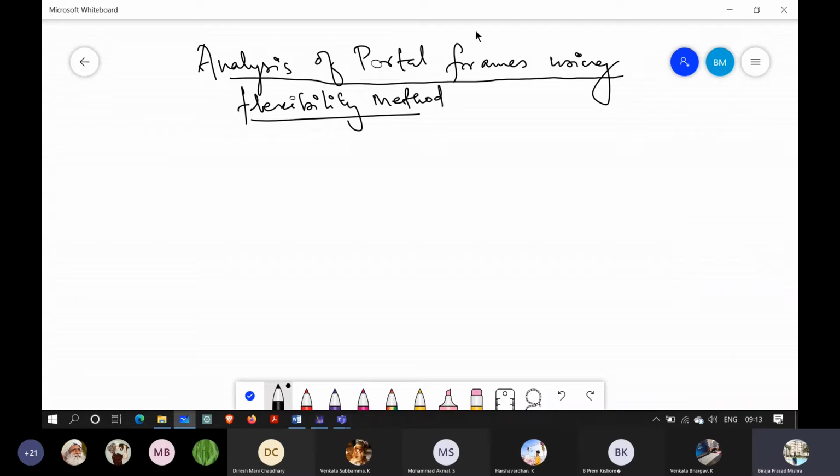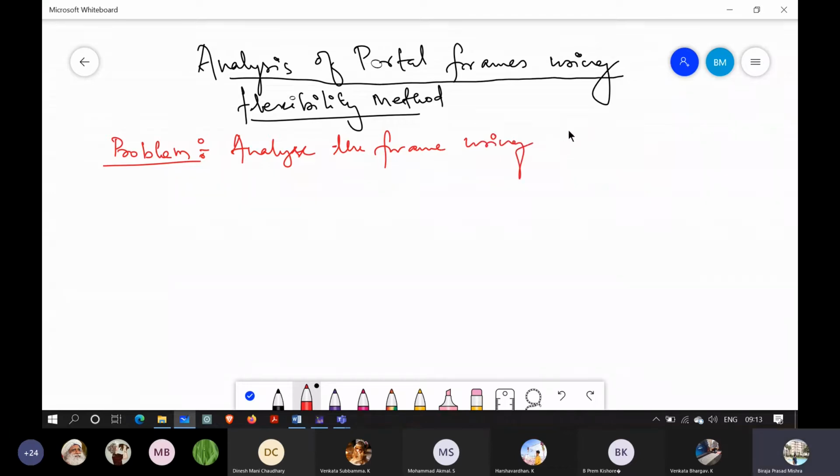Okay, so today we will consider a problem. I hope all of you write this down. So the question is: analyze the frame using the flexibility method. EI is given as constant.